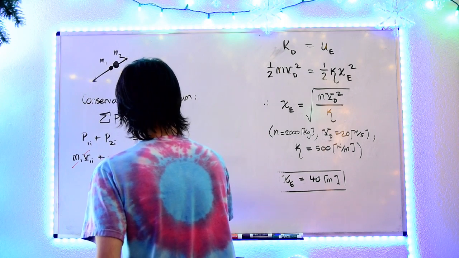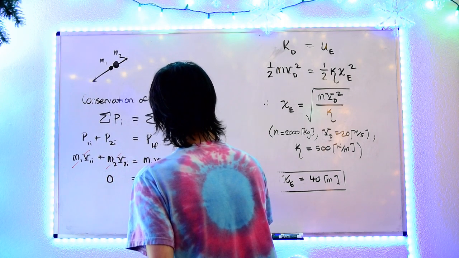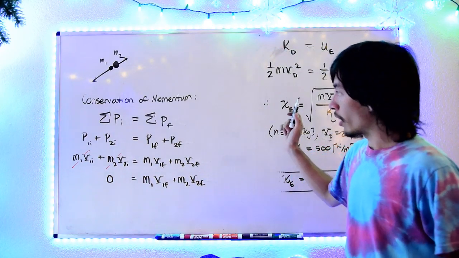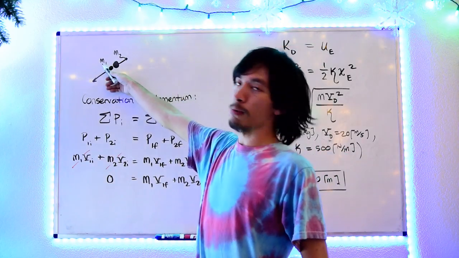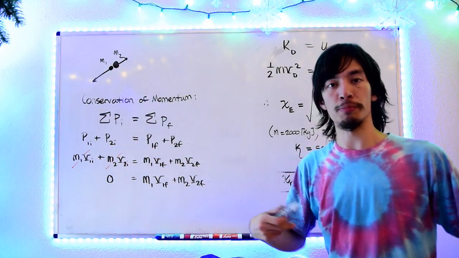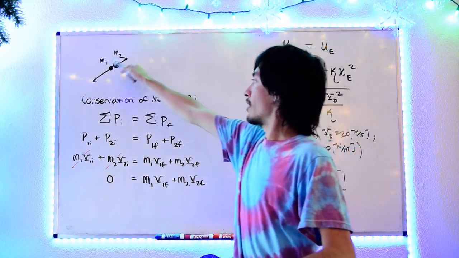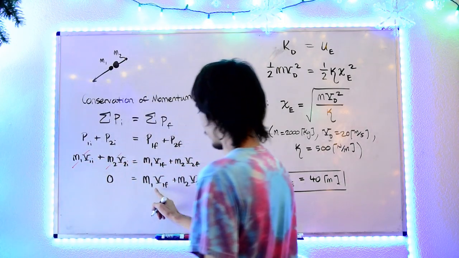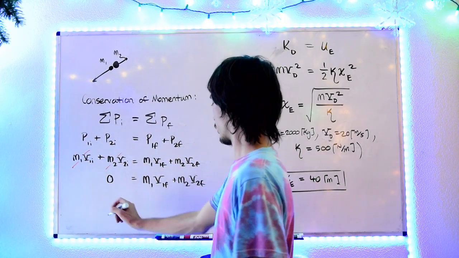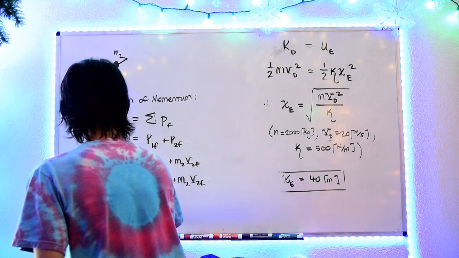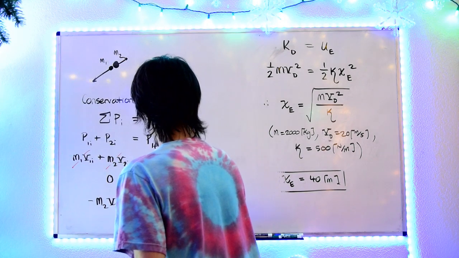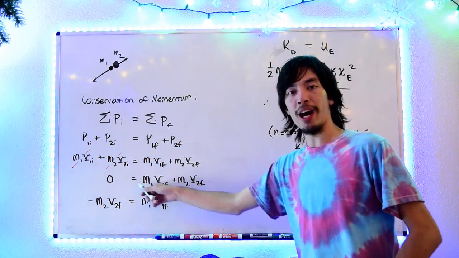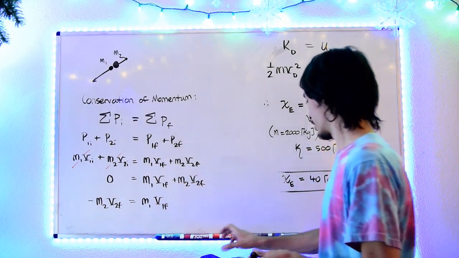0 equals M1 V1 final plus M2 V2 final. Now, we want to solve for, in our case, we've labeled the smaller mass as M1, again, just being consistent. So since we labeled it that way, we're going to solve for V1 final. So V1 final, we'll move this term over to the other side. So we have minus M2 V2 final equals M1 V1 final. We divide off by that mass to isolate the velocity.